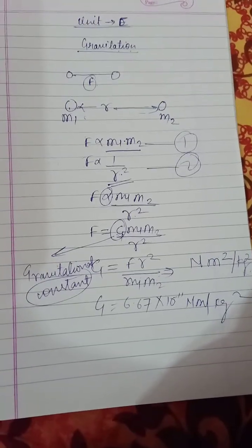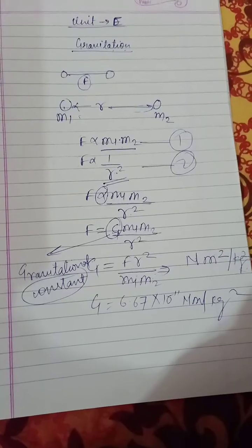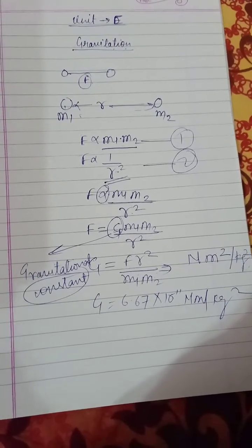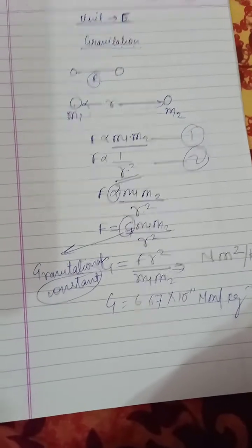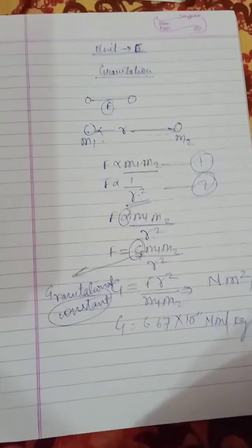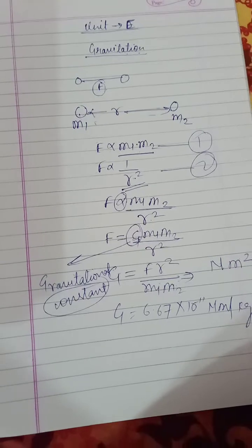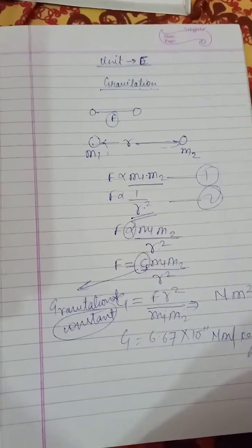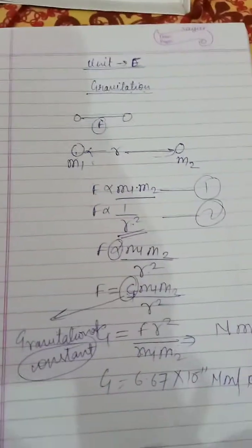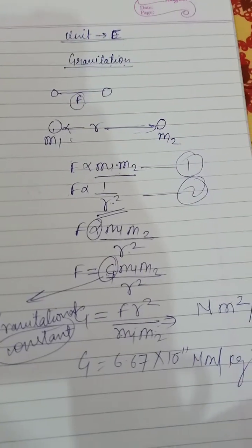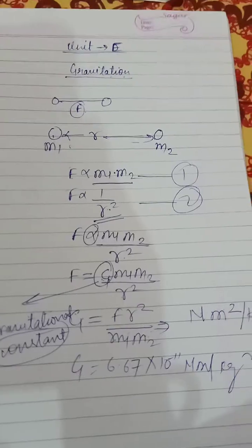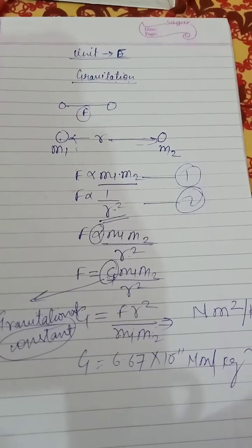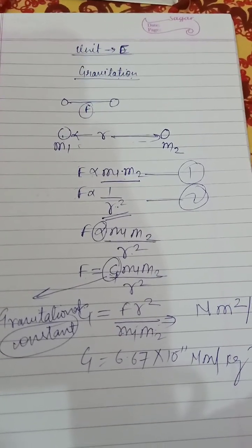Now, the importance of the law of gravitation. Newton's law of gravitation is always used for heavenly bodies. It is used to explain the motion of the planets around the sun, the motion of the moon around the earth, and the motion of a freely falling body. It is applicable for heavenly bodies because they are placed at larger distances.